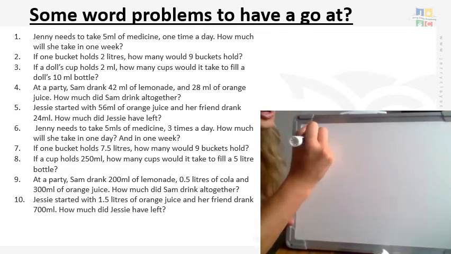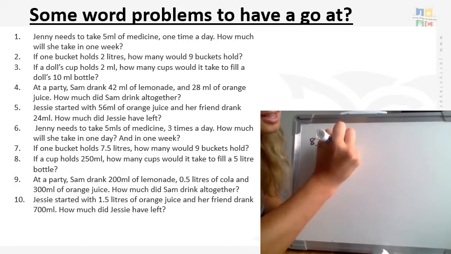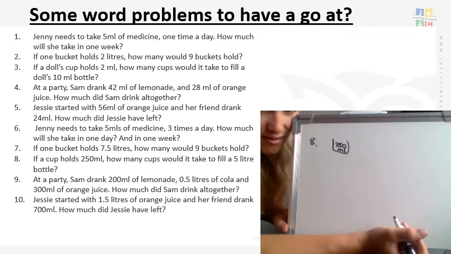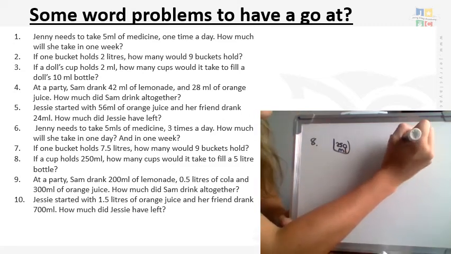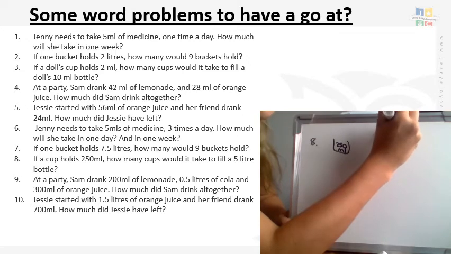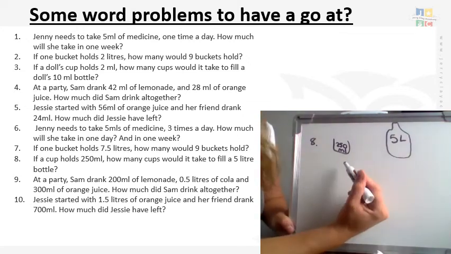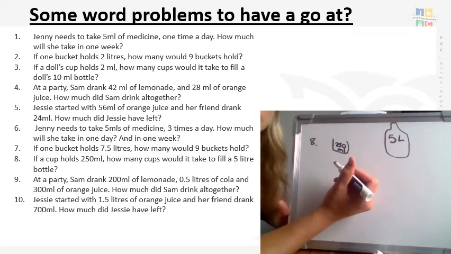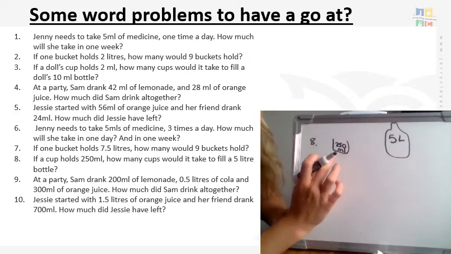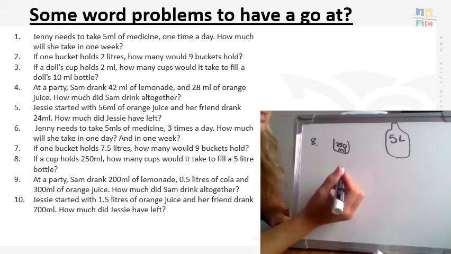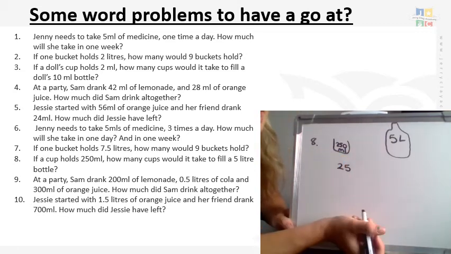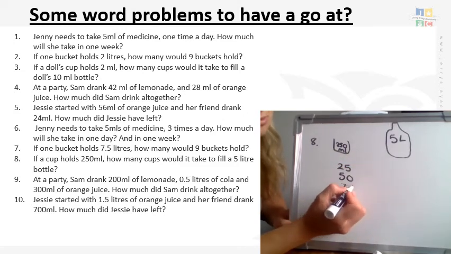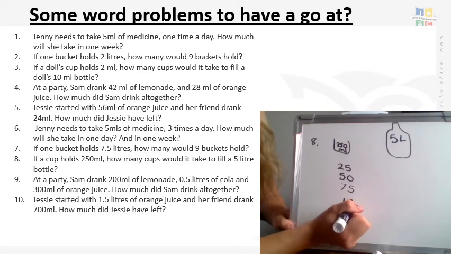Okay, number 8, so a cup holds 250 millilitres. We want to know how many cups it would take to make a 5 litre bottle. So I want to know how many lots of 250 millilitres go into 5 litres. Well, let's find out. If I count up in 250s, that's going to be quite hard, so let's count up in 25s. So 25, let's double that, it's going to be 50, add another 25 is going to be 75, add another 25 is going to be 100.